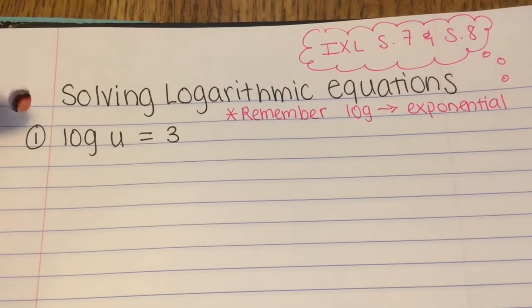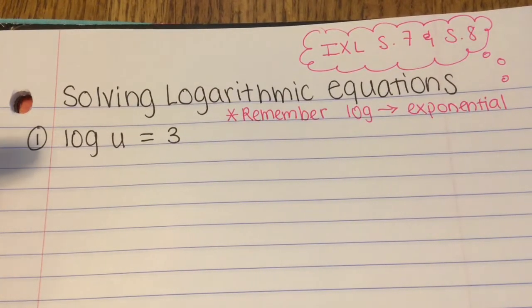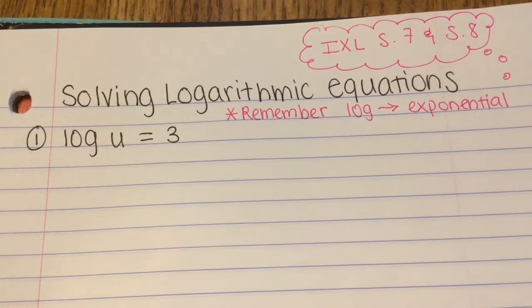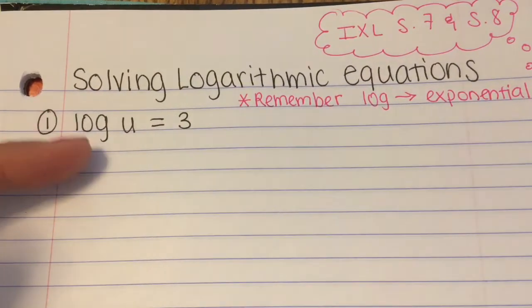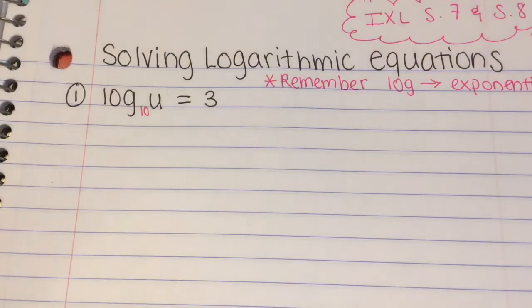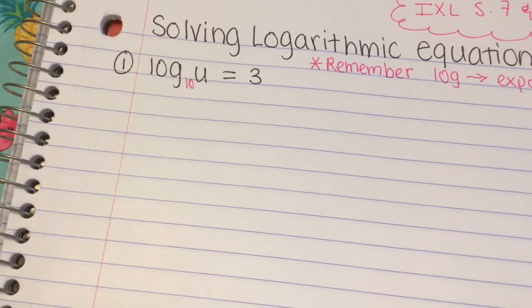If we go ahead and look at this first example, I want us to remember changing from logarithmic form to exponential form. It's just, I think, the easiest way to solve these. The base here is 10. This is a common log that we don't see the base there. We assume that it's 10. We're just going to go ahead and change this into exponential form.